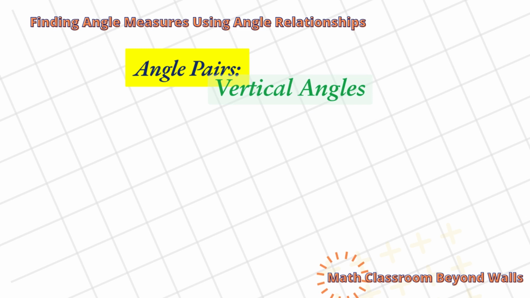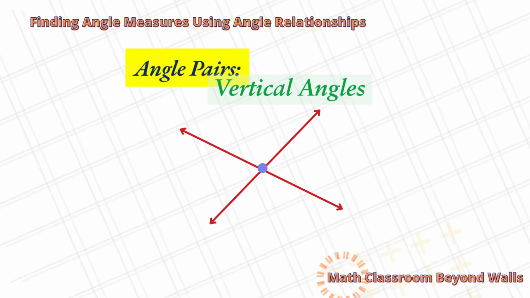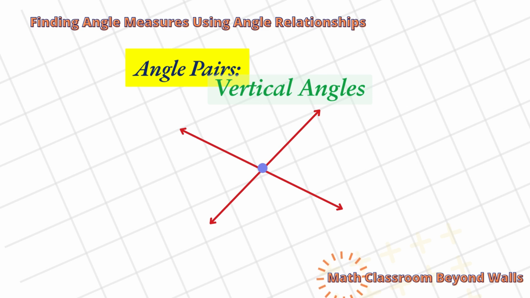Fifth, vertical angles. These are the angles formed by pairs of opposite rays. Oftentimes, we describe them as angles formed by two intersecting lines. One fact about this type of angle pair is that they are congruent. This pair are congruent, and this pair are congruent.